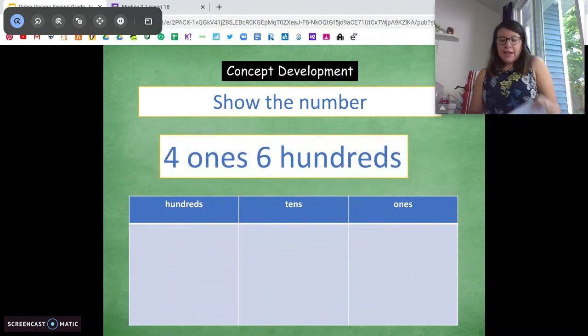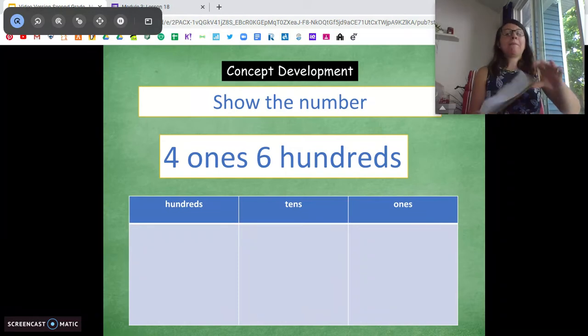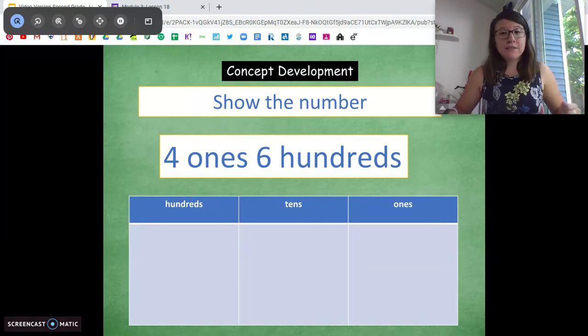Now, on your second place value chart, make this number. Be careful with this one. This says 4 ones, 6 hundreds. Don't get tricked. Pause the video. Make that on your place value chart.